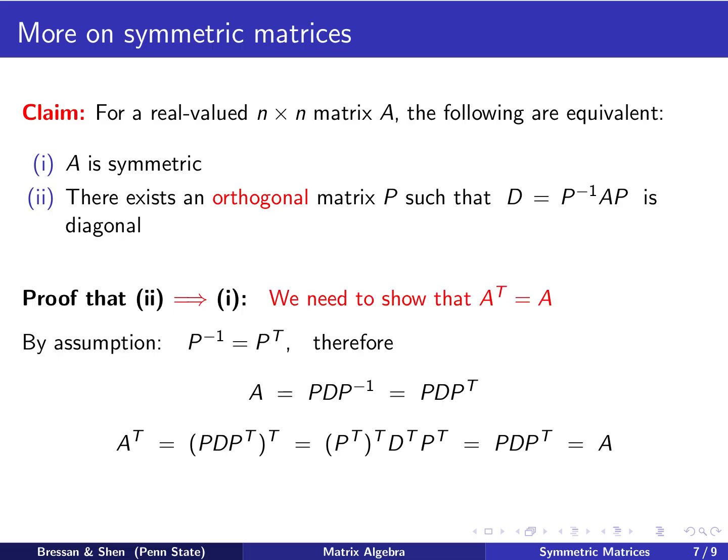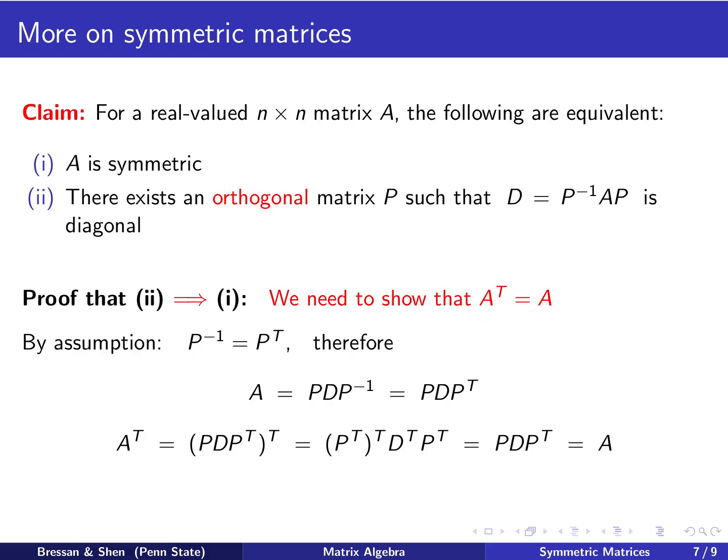Let's look at a little proof. To show statement 1 implies statement 2, this we have just shown through our calculation and our study so far. So what remains to show is the other way, that is, statement 2 implies statement 1. So we need to show that assuming statement 2 holds, then A is symmetric, meaning that A transpose equals A.